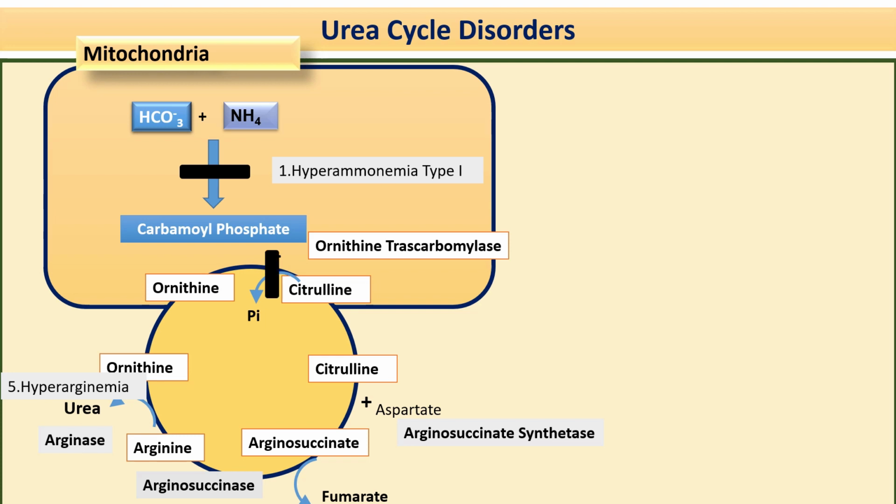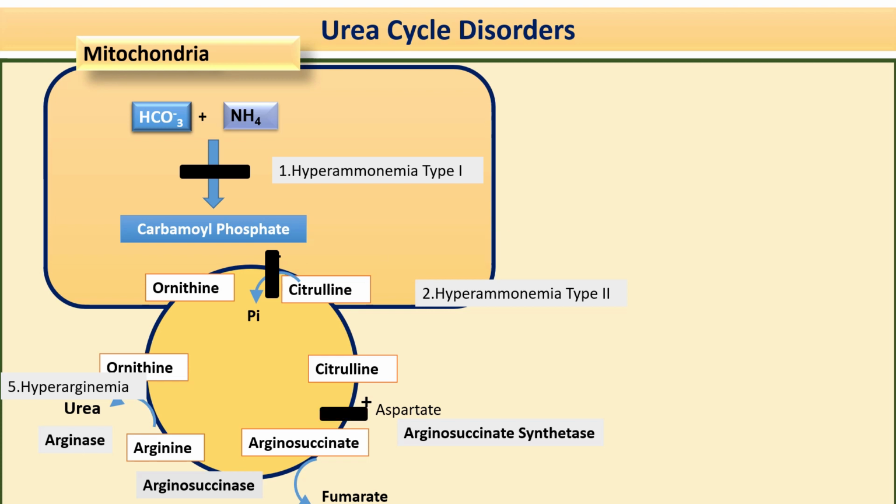If this ornithine transcarbamylase it is deficient, it is responsible for increase in level of ammonia again, and again it is responsible for increase in ornithine. यहाँ पे ammonia भी बढ़ेगा और ornithine भी बढ़ेगा. If this enzyme is deficient, that is ornithine transcarbamylase. And here you can see this disorder is called as hyperammonemia type 2. इसको हम बोलेंगे hyperammonemia type 2.